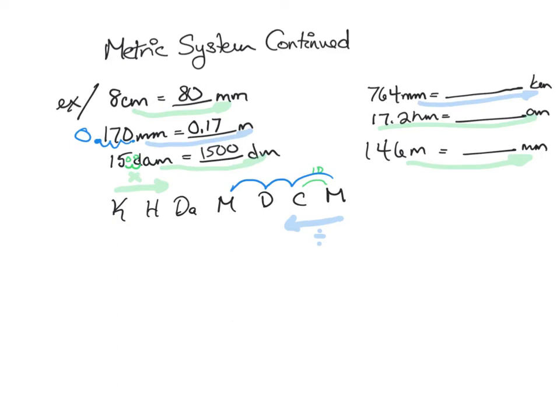Okay. The next one, it's a lot of traveling, and it is a division. So we're going 1, 2, 3, 4, 5, 6 hops. So the answer is 0.000764. Don't assume that because a number is getting really small or really big that you're going in one direction or the other. You really have to look at it.